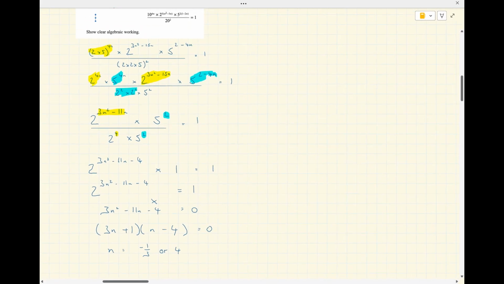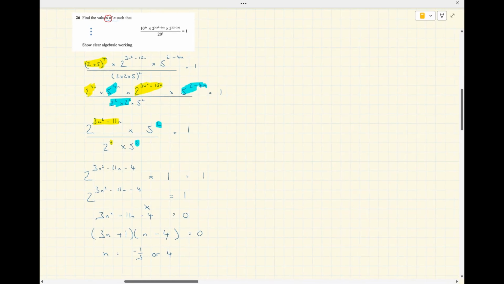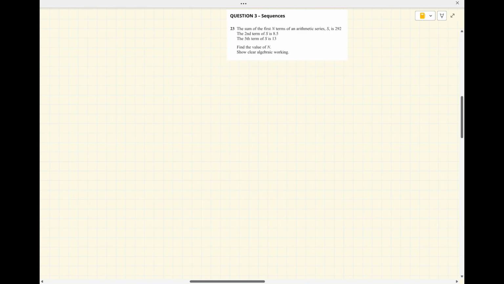Now, have I finished that now? Find the values of n such that that is true. Yes, I have. And there is my solution for question number 2. Not bad at all, but you did have to be confident in your rules of indices. Now, let's move on and see what we've got.